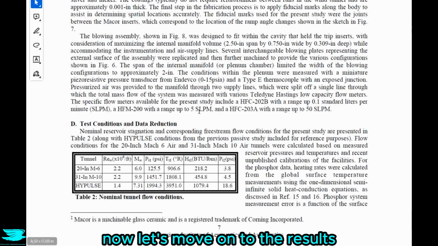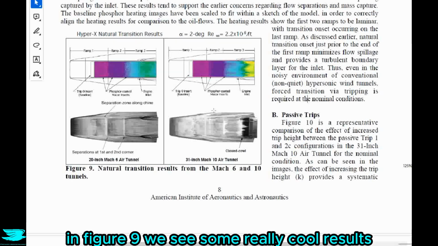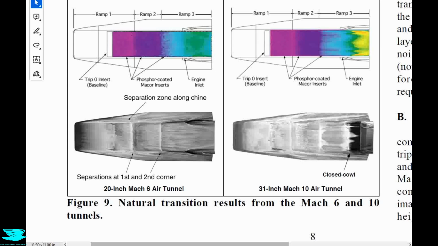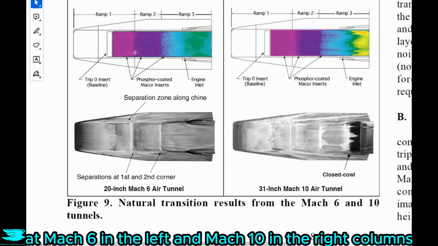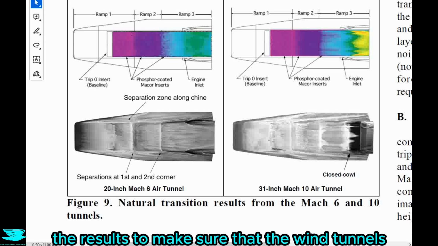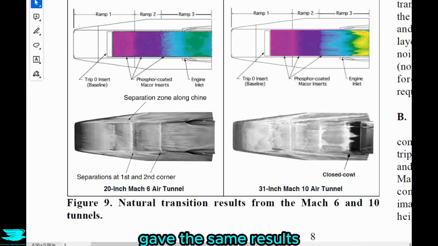Now, let's move on to the results. In figure 9, we see some really cool results. Let me zoom in here because there are some interesting things to see. So this is the forward body of the HyperX at Mach 6 in the left and Mach 10 in the right columns respectively. The authors wanted to compare the results to make sure the wind tunnels, the Mach 6 and Mach 10 wind tunnels, gave the same results.